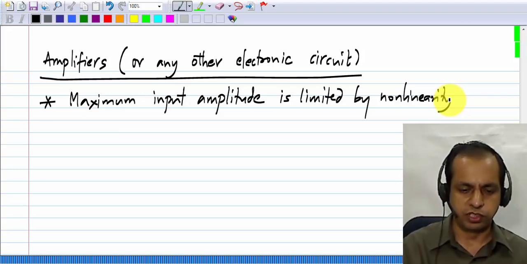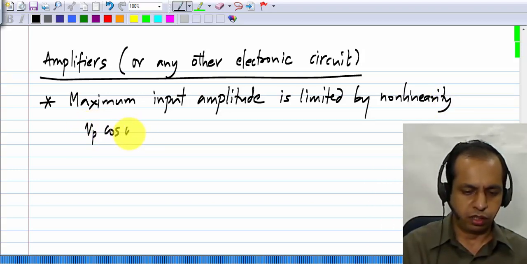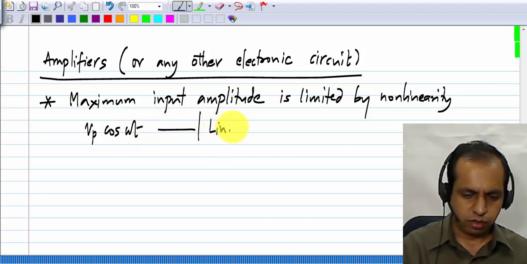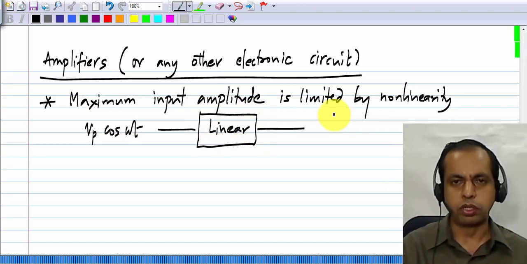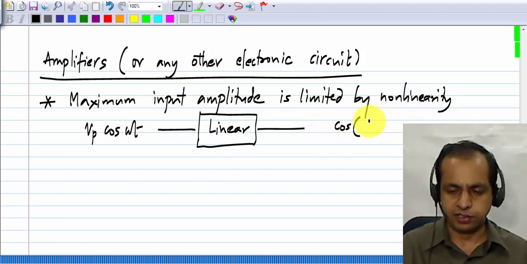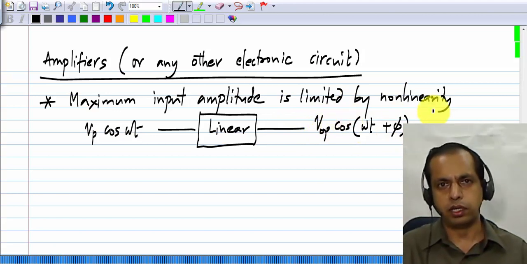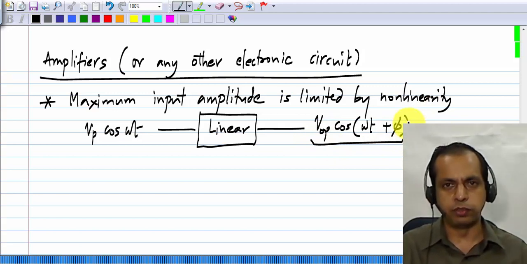What it means is, for instance, if you apply Vp cos omega t to a linear device, the output will be a sinusoid at the same frequency. It may be phase shifted and its amplitude may be different. But there will be nothing else. There will only be a sinusoid at the same frequency.